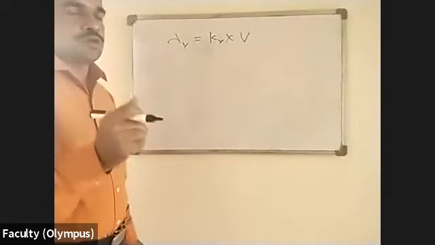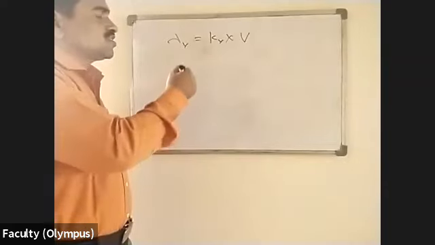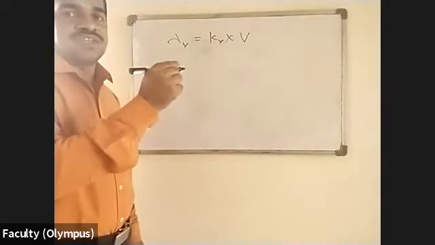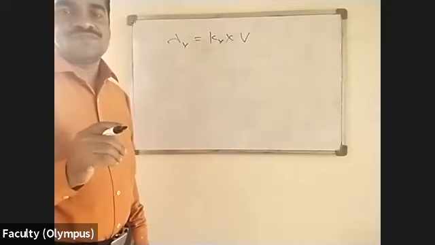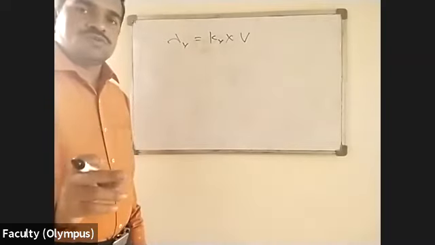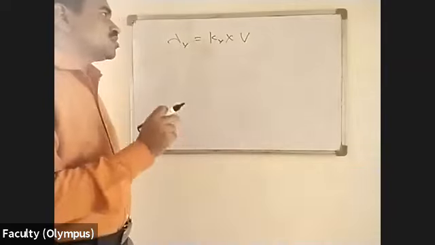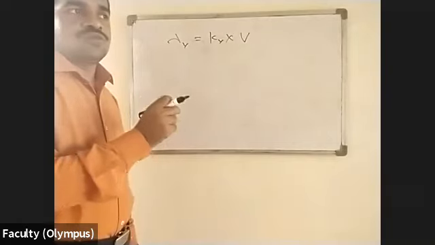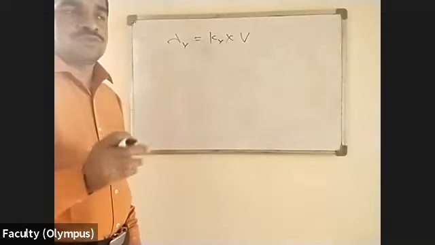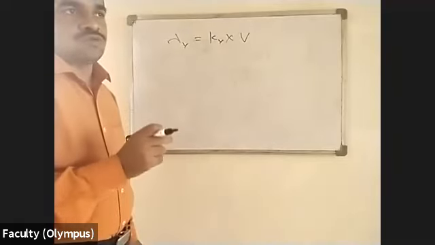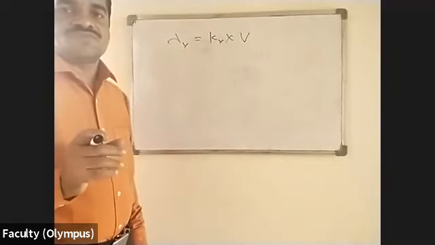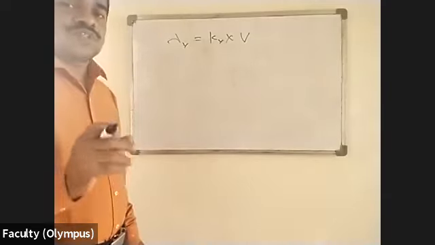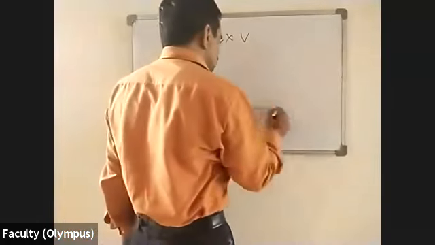We know the equivalent conductance is linear with dilution. Now, when we plot a graph of equivalent conductance versus square root of concentration, then the graph will be like this.